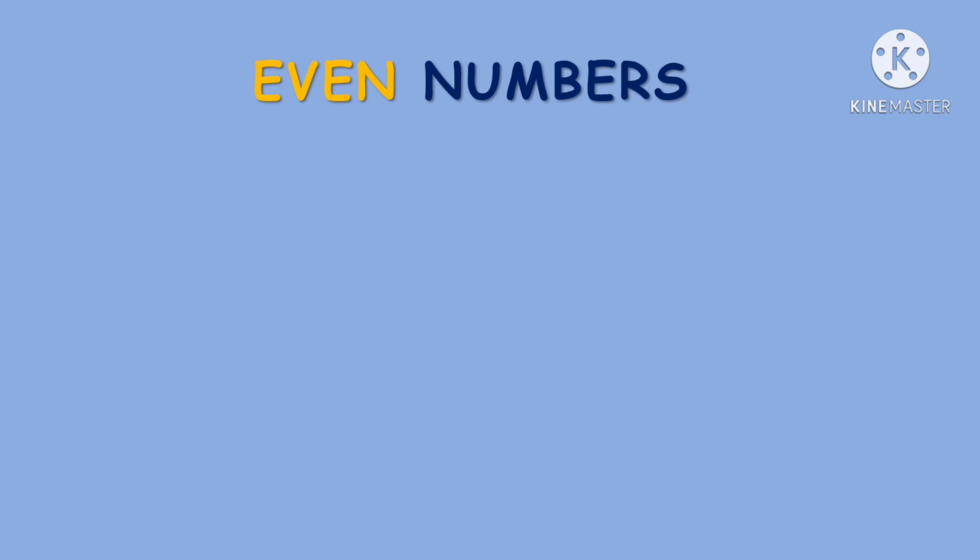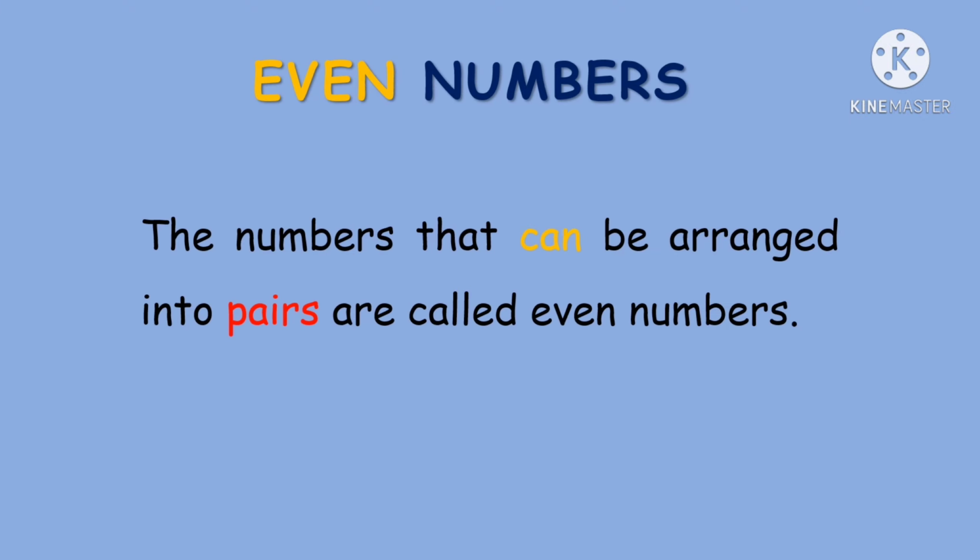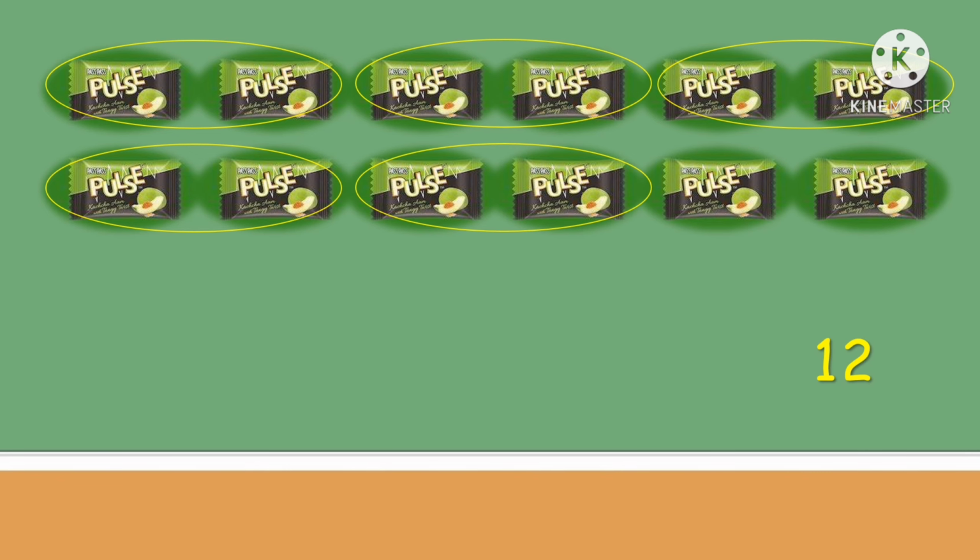Even numbers. The numbers that can be arranged into pairs are called even numbers. So let us see an example. We have 12 candies with us. Now let us arrange them into pairs. 1, 2, 3, 4, 5, 6. As we can see, 12 can be arranged into pairs. So we can say 12 is an even number.